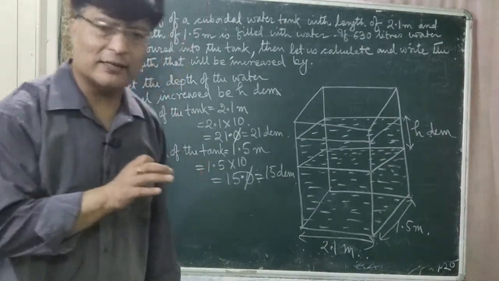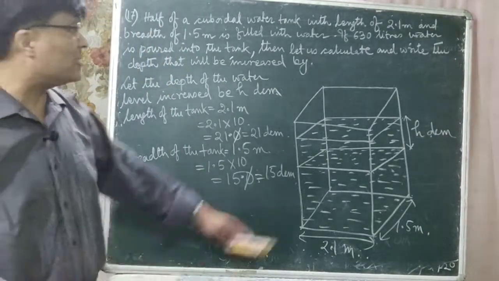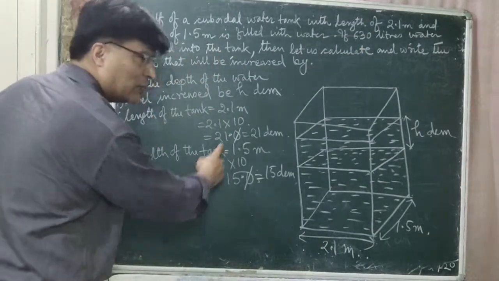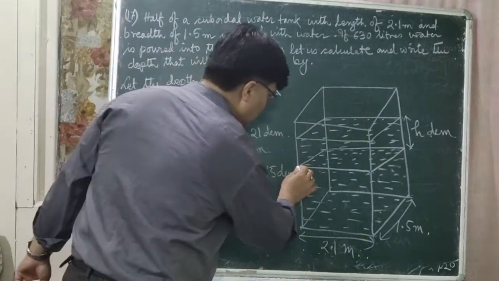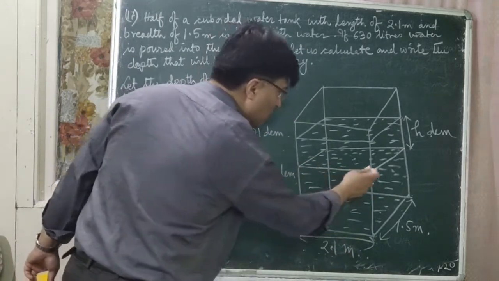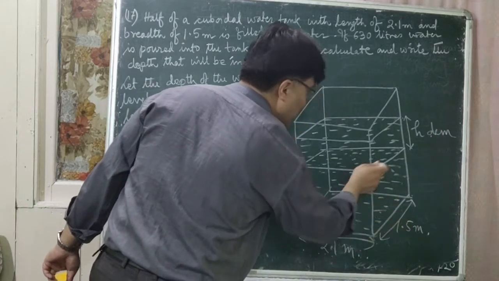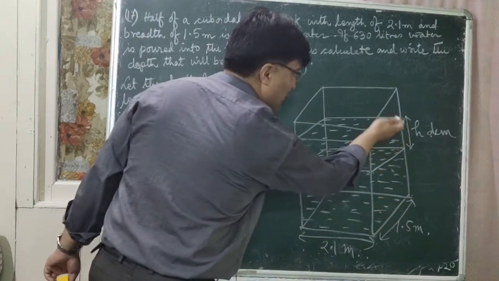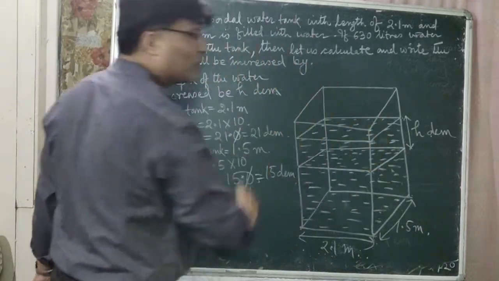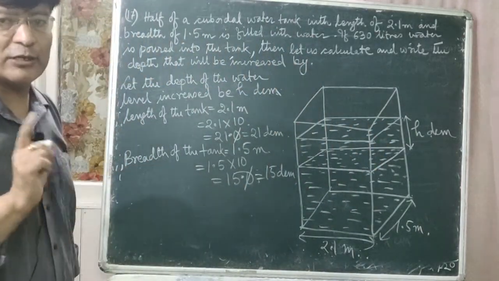Okay, so now in this case 630 liters of water is poured into that tank. So what is the volume of the water level raised? It is 630 liters. So यहाँबाट पनि हामीले volume of the water level raised निकाल्न सक्छौं. This is the length, same length. यो 2.1 meter हो भने यो पनि 2.1 meter. यो breadth 1.5 meter हो भने यो पनि breadth 1.5 meter. यो चाहिँ height of the water level raised is h decimeter. You can easily get the volume of the water level raised using length into breadth into height.